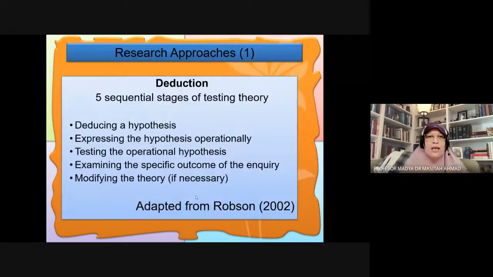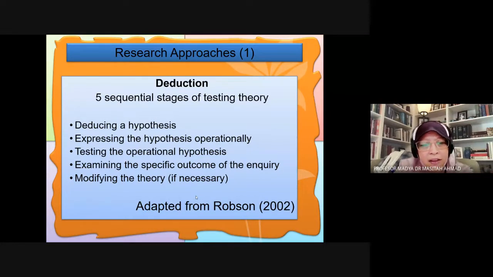Okay, and this is the research approach adapted from Robson 2002. So basically, there are five sequential stages of testing your theory. First, you have to deduce. Okay, this is about deduction. When it comes to research approach, you have to deduce your hypothesis. So you need to express the hypothesis operationally. You also need to test the operational hypothesis, examine the specific outcomes of the inquiry, and you also modify the theory if necessary.